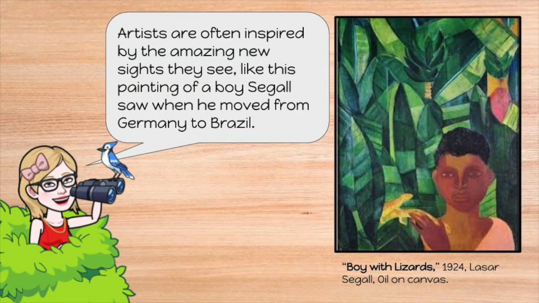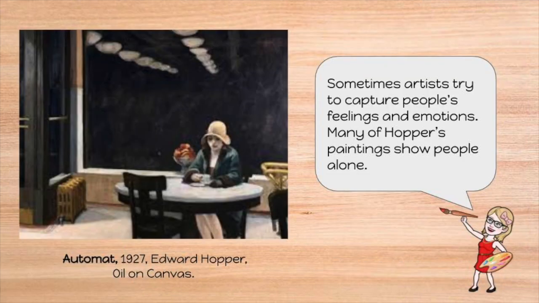Artists are often inspired by the amazing new sights they see. For example, this artist painted the background because he was so impressed by the greenery that he'd seen in Brazil after moving from Germany. Sometimes artists try to capture people's feelings and emotions, like Edward Hopper did in this painting. How do you think this woman is feeling? Why is she sitting there alone? Why is she wearing a heavy coat? These are all important things to think about when you're creating an artwork.